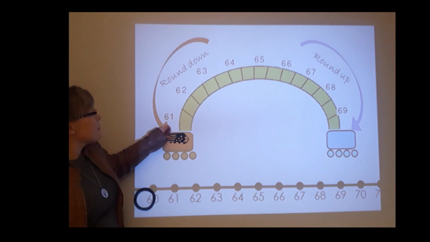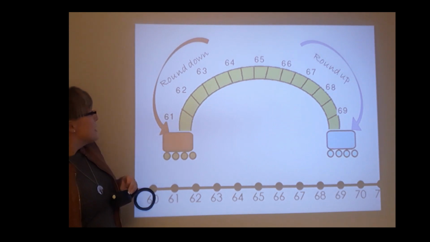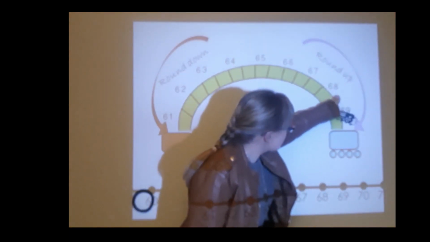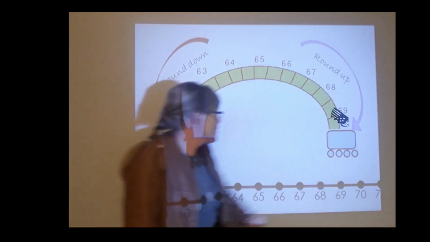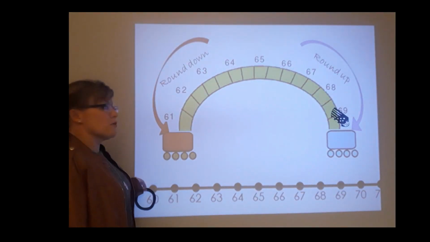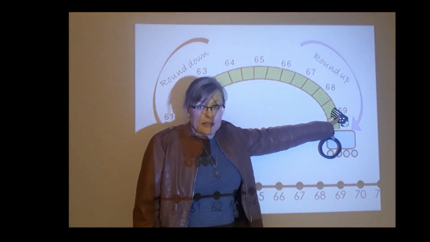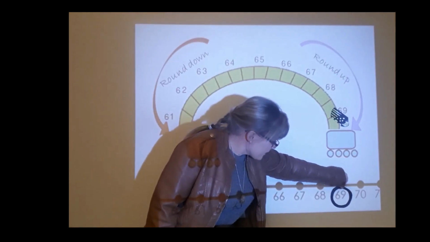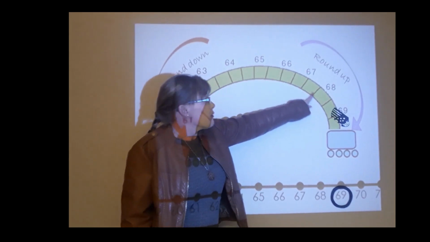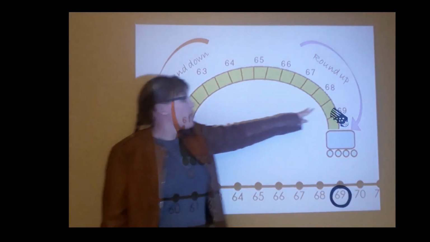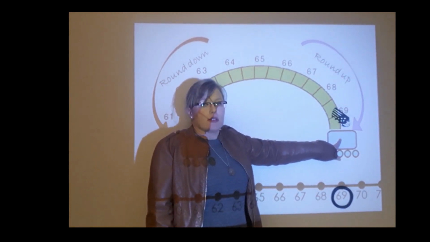Right, let's have a look. Numbers between 61 and 69. I'm going to choose 69. Right, so my roller coaster went all the way up, but now it got stuck at 69. Do you think it will roll all the way back down to 60 or just go one forward into 70?